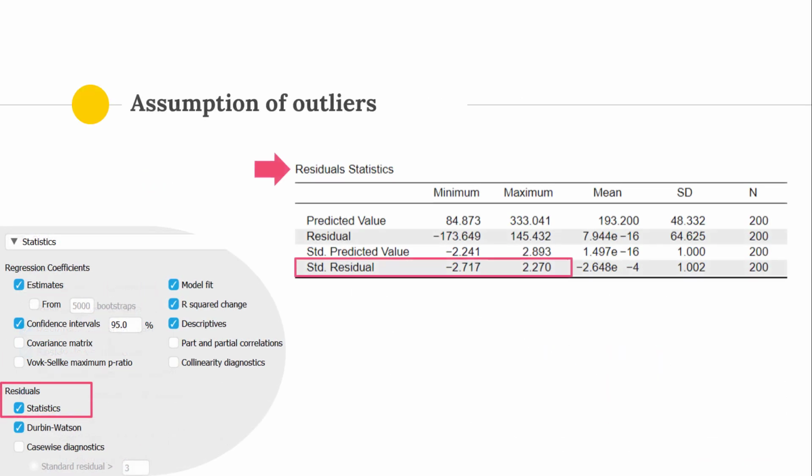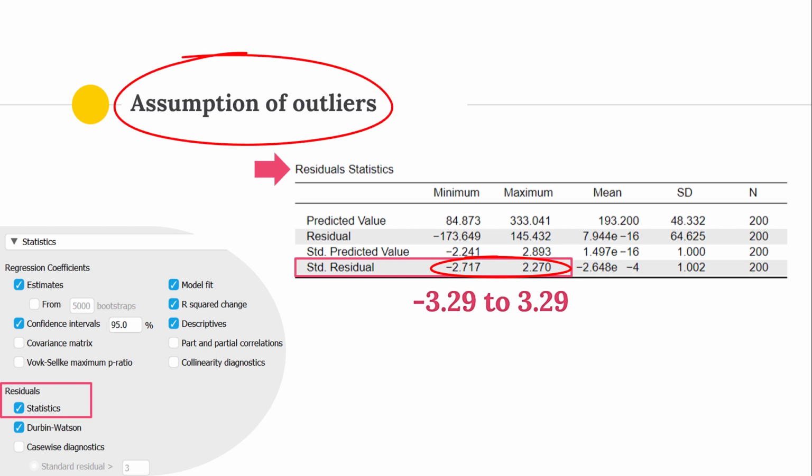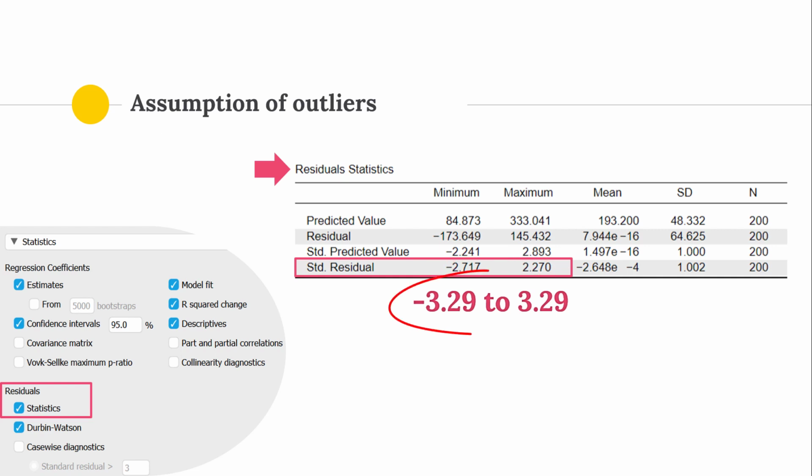According to the residual statistics table, the standard residual is equal to -2.717, which is in the range of -3.29 and 3.29 standard deviation. Hence, our data don't have extreme outliers. If the standard residual falls outside 3.29 standard deviation, we may need to exclude some extreme outliers.